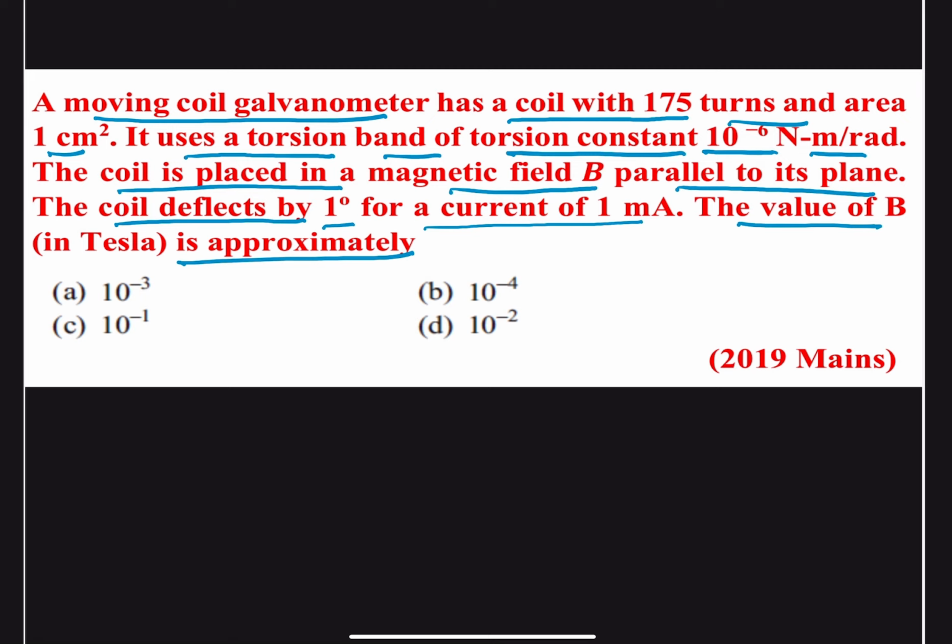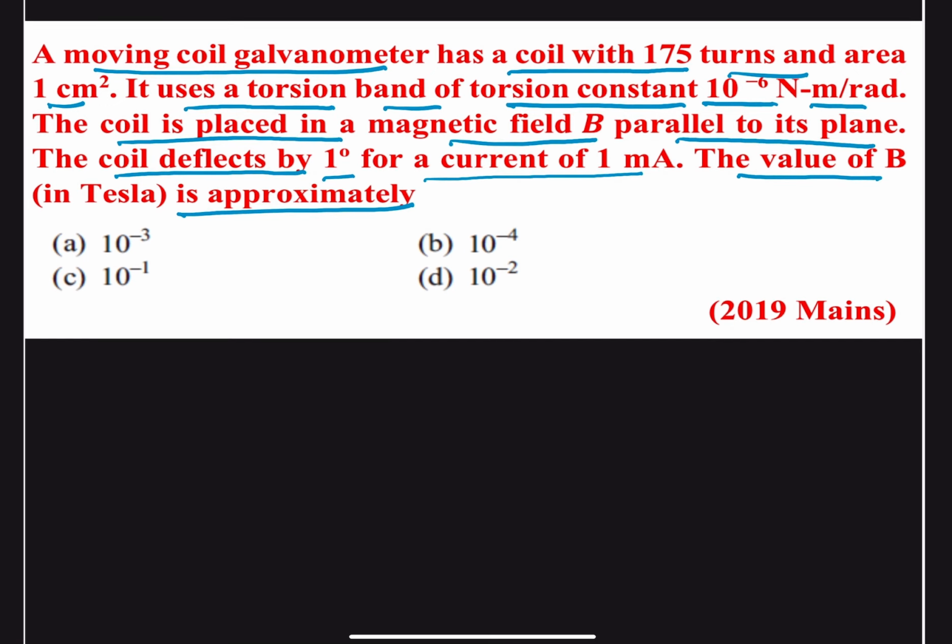And we are given that we can use that there will be two torques acting on this moving coil galvanometer, or you can say on the coil of the galvanometer. One will be the torque due to magnetic field, and another one will be the restoring torque, because the coil is trying to restore the torque, and under equilibrium these two torques should be equal.